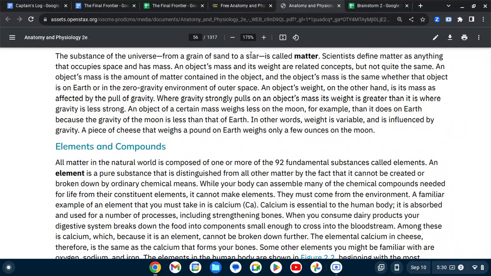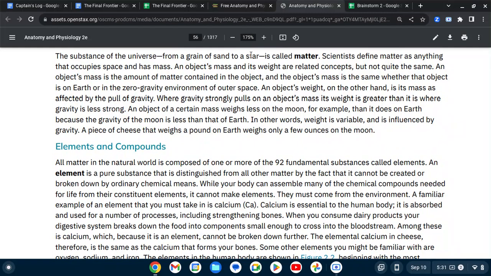An object's weight, on the other hand, is its mass as affected by the pull of gravity. Where gravity strongly pulls on an object's mass, its weight is greater than it is where gravity is less strong. An object of a certain mass weighs less on the moon, for example, than it does on Earth, because the gravity of the moon is less than that of Earth. In other words, weight is variable and influenced by gravity. A piece of cheese that weighs a pound on Earth weighs only a few ounces on the moon.